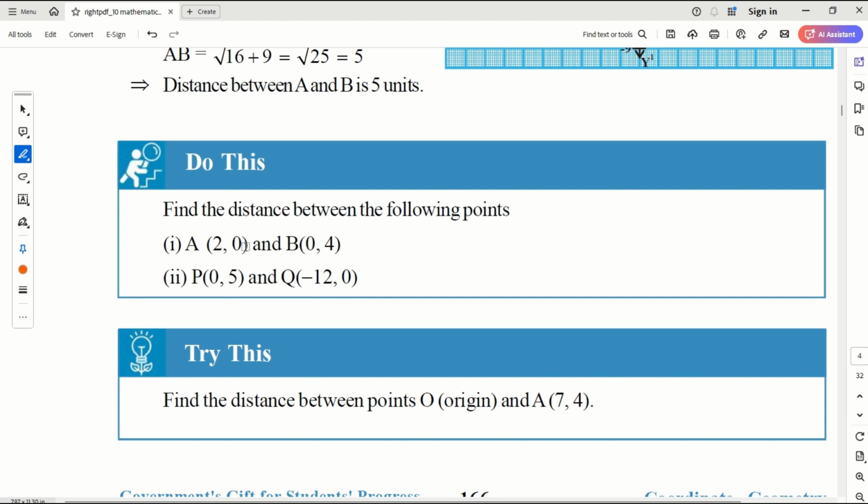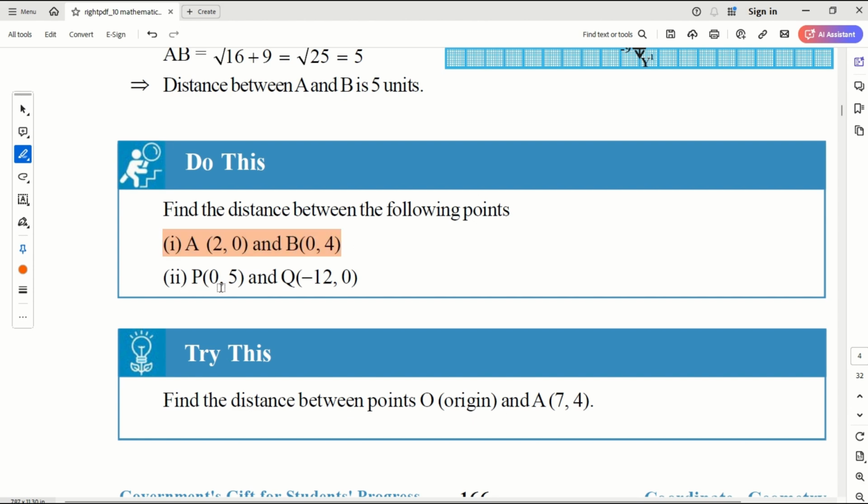Okay, A is (2, 0) and B is (0, 4). With A, the length from the origin is 2. If O is the origin, OA is 2 and OB is 4. So AB is the square root of 2 squared plus 4 squared, that is 4 plus 16, square root of 20, is the distance for this one.